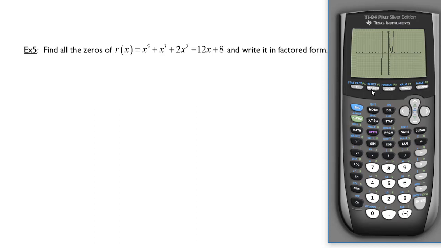So I'm going to change my window so that it's only from like -3 to 3, just to double check those values. And as I zoom in, I can see that yes, it does look like it crosses over at -2 and it does bounce at 1. So I'm going to use -2 and 1 as the two test values and show that if my remainder is 0, it is indeed a factor in the polynomial.